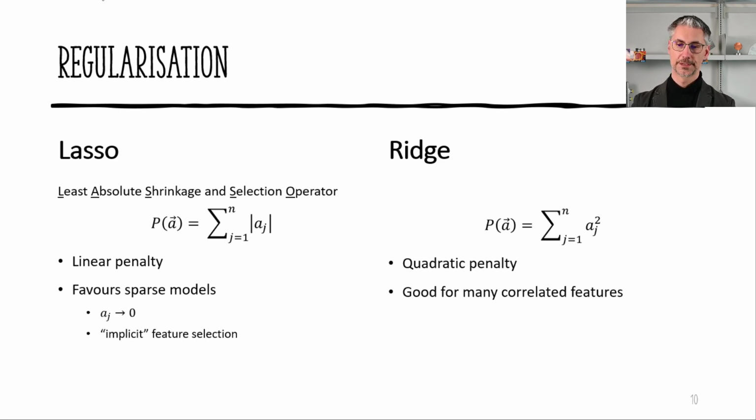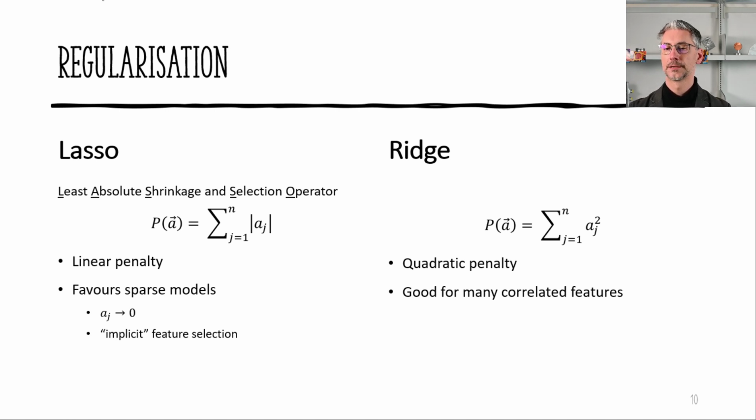There are two main approaches for this. One is called lasso, least absolute shrinkage and selection operator. This is essentially penalizing the absolute value of the parameters A. So it's a linear penalty and has the advantage that it favors sparse models because the A can go directly to 0. Implicit in this method we have a feature selection, so all those variables that don't contribute significantly will be regularized away.